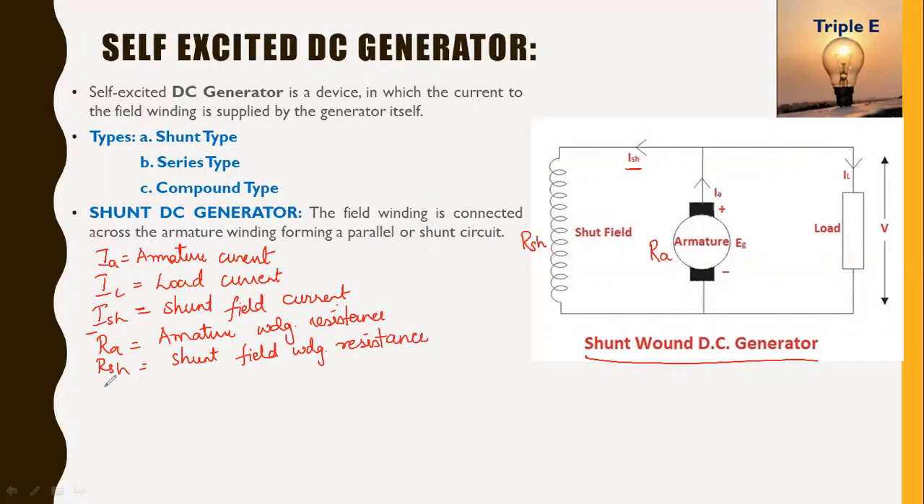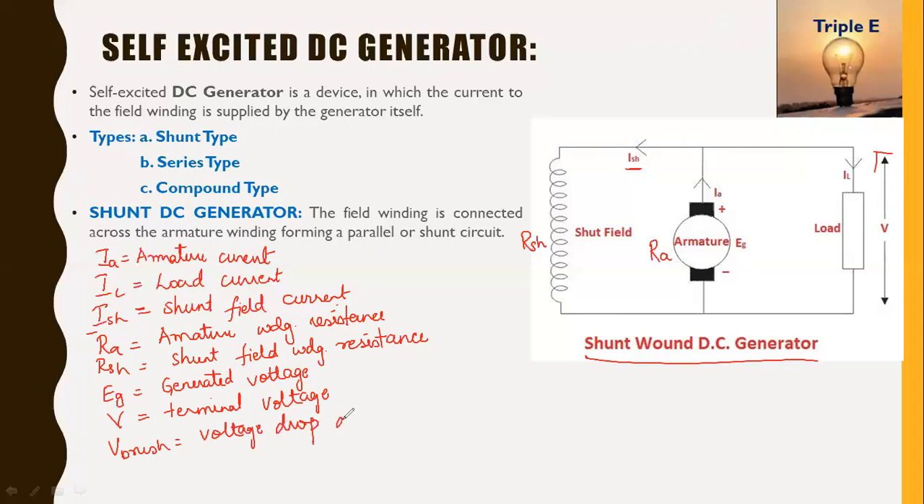Next, coming to the voltages, we have EG, which is the generated voltage in the armature, also called the voltage induced in the armature. Then we have the voltage given across the load, that is the terminal voltage. And one more is V brush, the voltage drop across the brush. So these are the notations used in the case of the shunt DC generator.